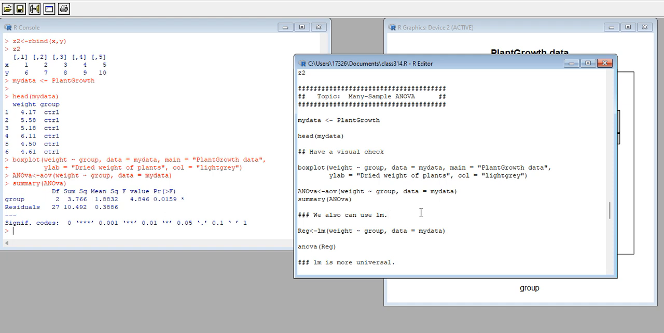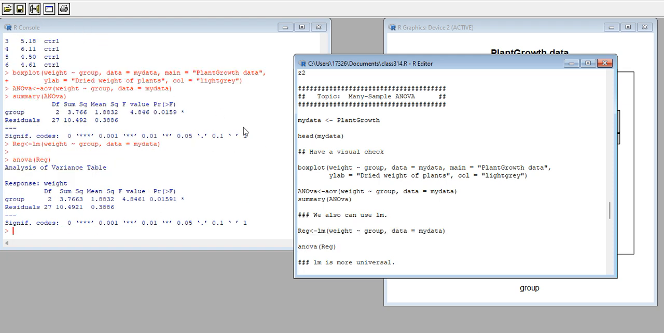So far we have used AOV for ANOVA, but we also can use a linear model, a regression model. Let's check this. LM model, y related to x, data is this data, and we check the ANOVA result. We get the exact same thing, right? So we can say the linear model LM is more universal, and we don't need AOV.